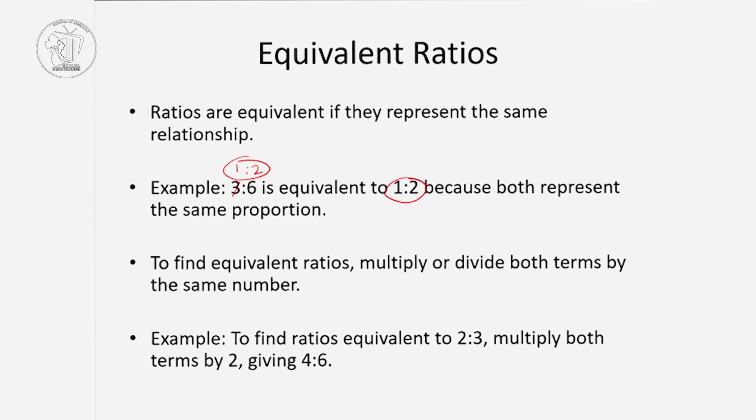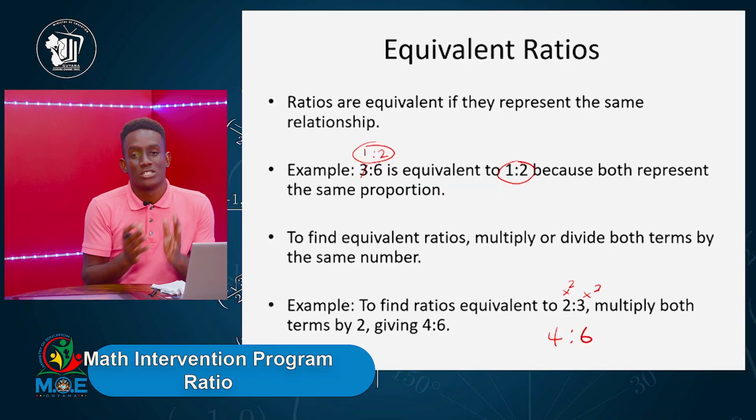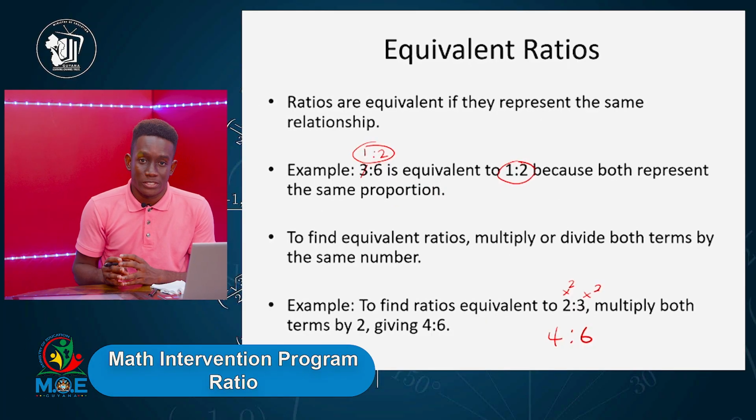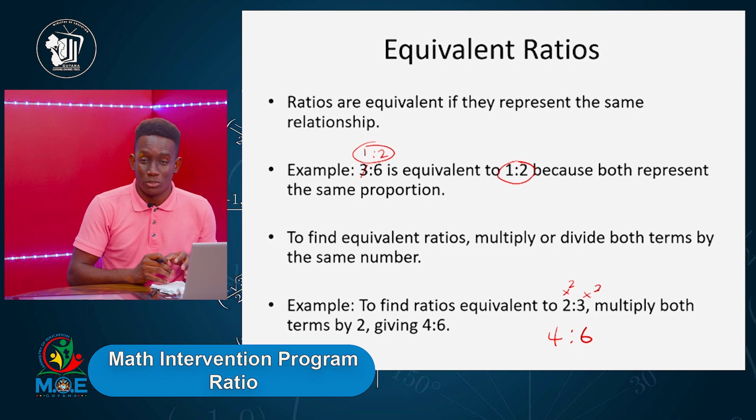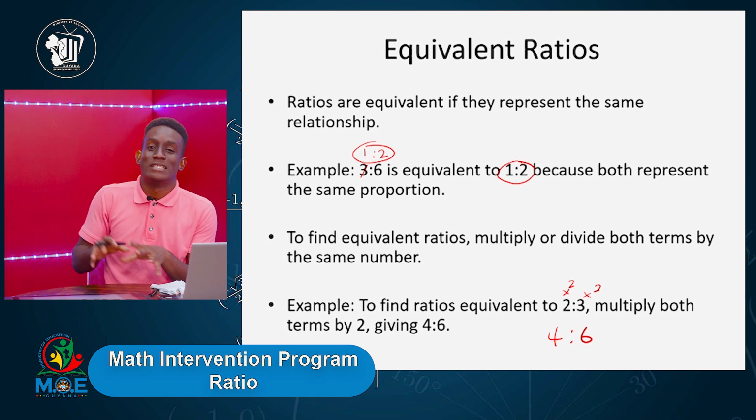So to find equivalent ratios, we simply multiply or divide the terms by the same number. For example, if we have the ratio 2 to 3 and we want to write an equivalent ratio, all we do is multiply the 2 by the same number, let's say 2, and multiply the 3 by 2. This will give us 4 to 6, which is the same as 2 to 3. And that is how we have equivalent ratios. So this concept is important if we want to simplify a ratio or to show that two ratios represent the same proportion.